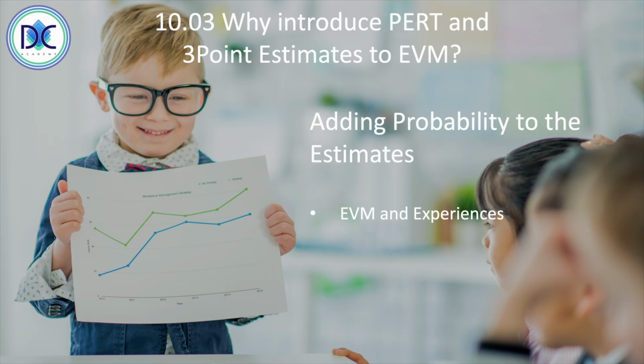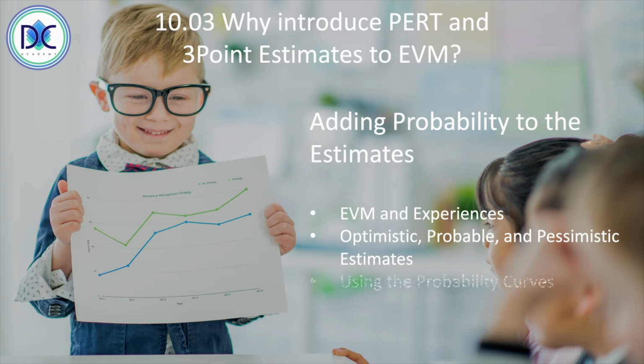When we look at earned value management, or the earned value analysis, and we look at the experience from the people using it, the industrial experiences, we know that it's a very trustworthy system. Of course, we have those optimistic, probable, and pessimistic estimates that we defined in the previous lessons, and we were thinking about using the probability curves for these applications. So we're looking at the probability curves, and we can look at the probability and cost and profit.